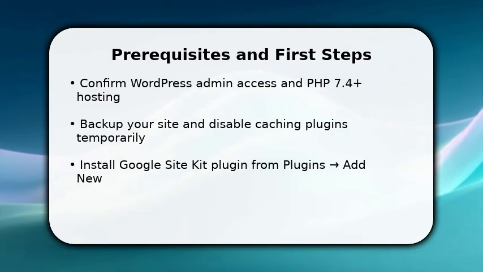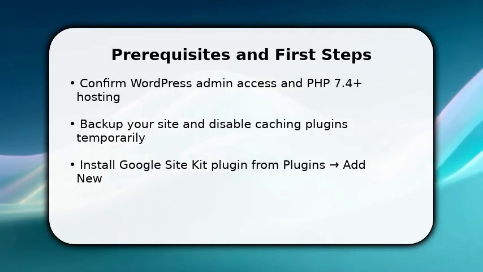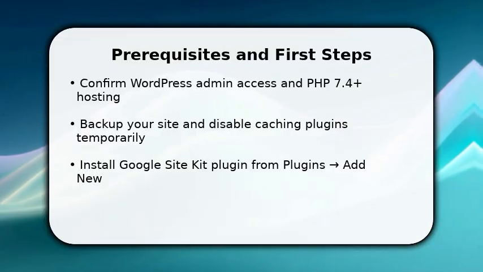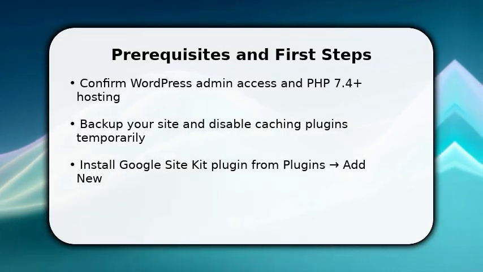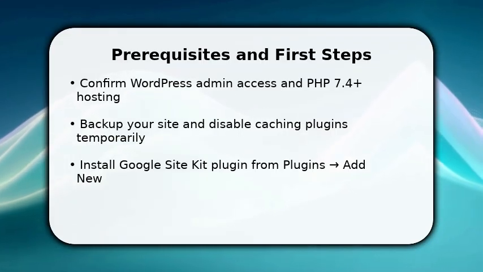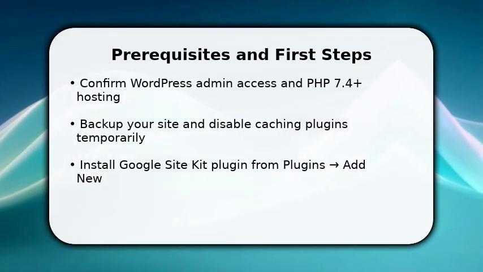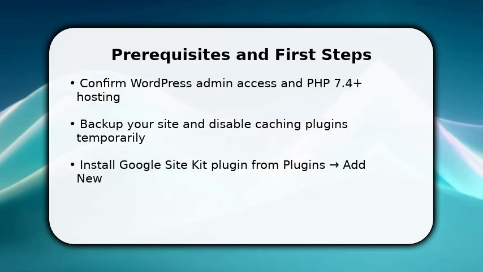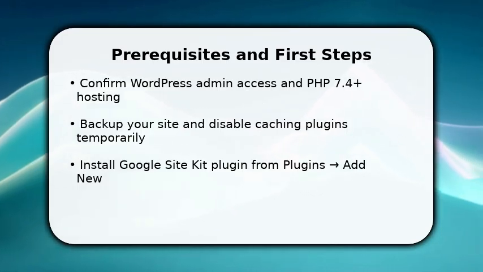You'll start by confirming prerequisites: admin access, compatible PHP, and a recent backup. Once that's in place, go to Plugins, then Add New, and install Google Site Kit. This begins the authentication flow. Make sure to disable aggressive caching while you configure, because transient errors often appear otherwise.